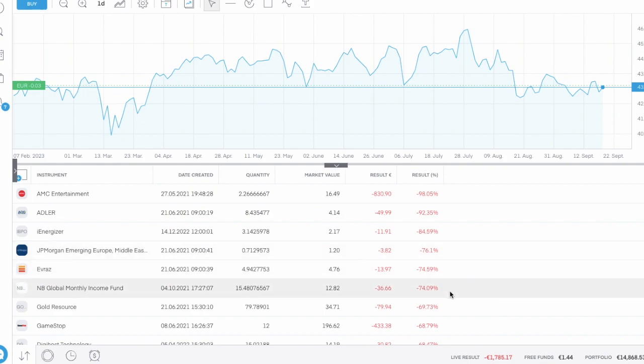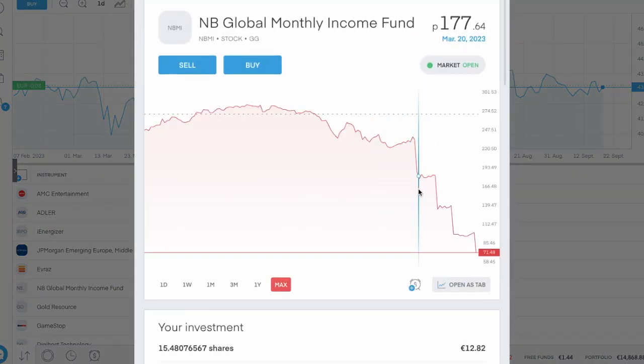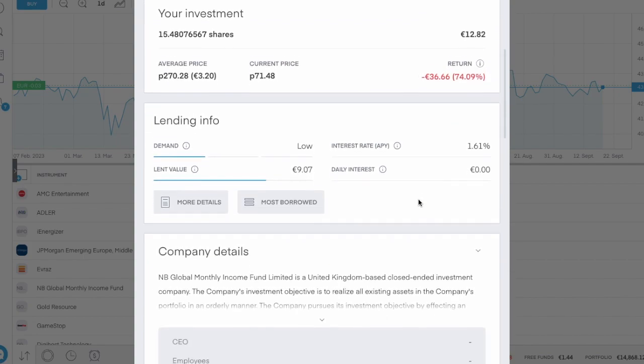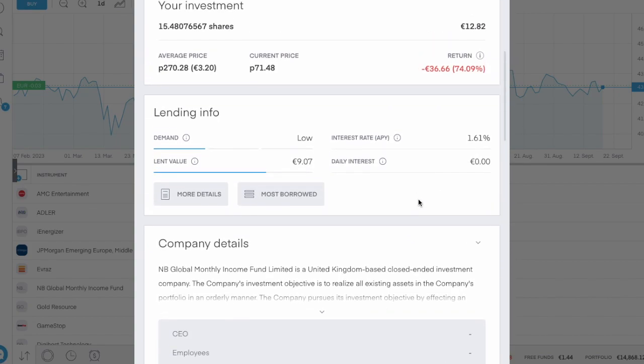This one is doing a kind of controlled demolition. They've been paying massive dividend payments out. As you can see, that's what these are. They're paying these huge dividends out because they're winding down the fund. So that's an interesting one. Here's some details for how much of it is lent out.